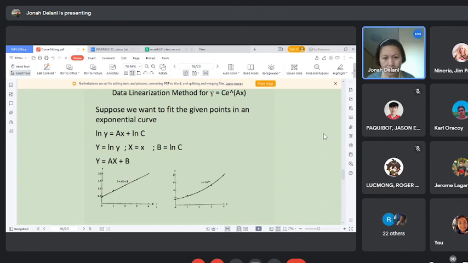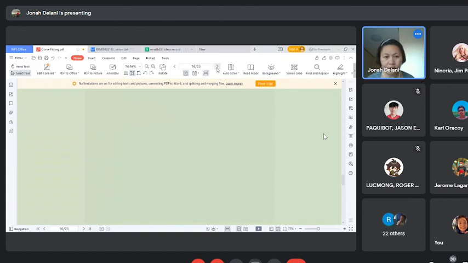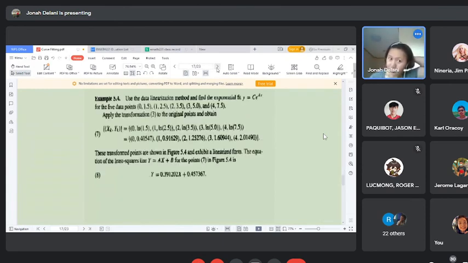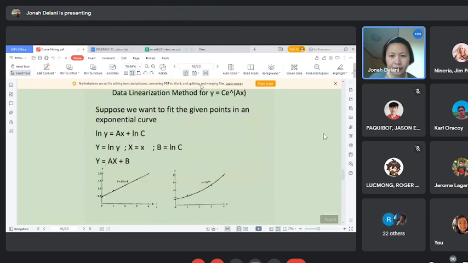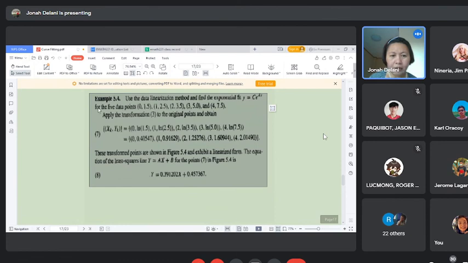So the exponential equation would now be of this form. Here is an example. Using the data linearization method, find the exponential fit y equals c e to the ax, given the 5 data points. These are the points, right?